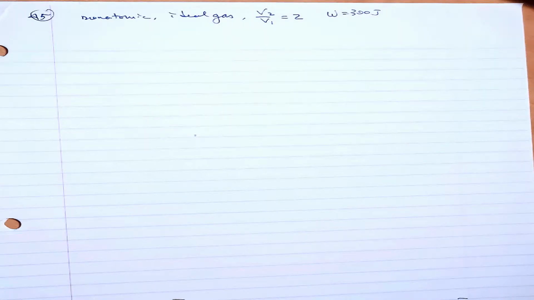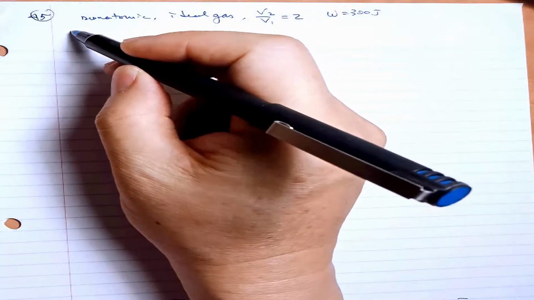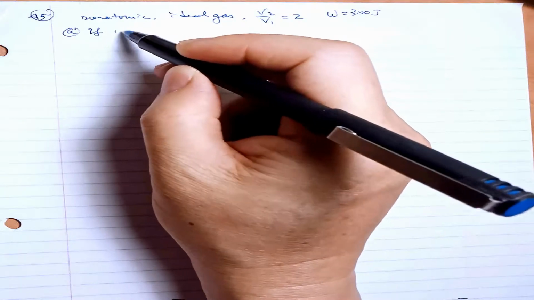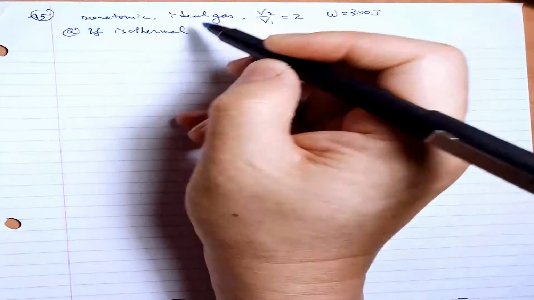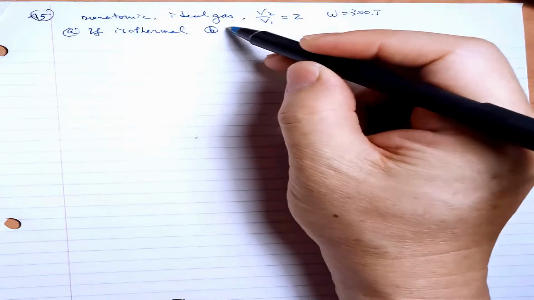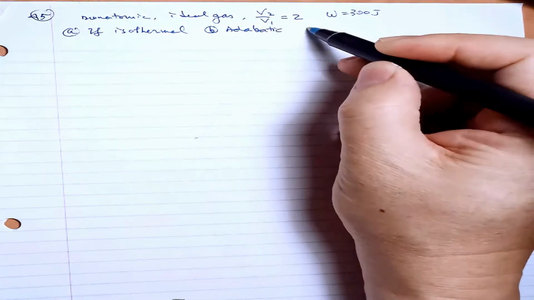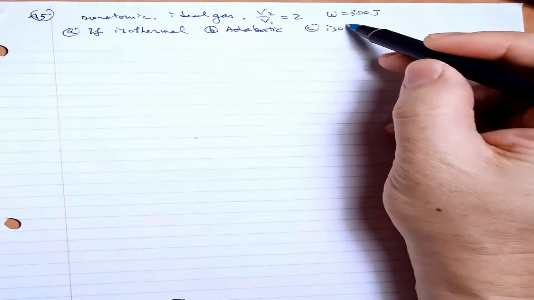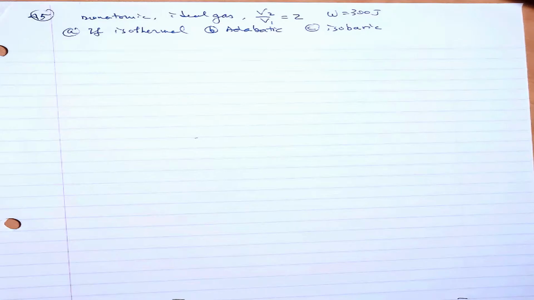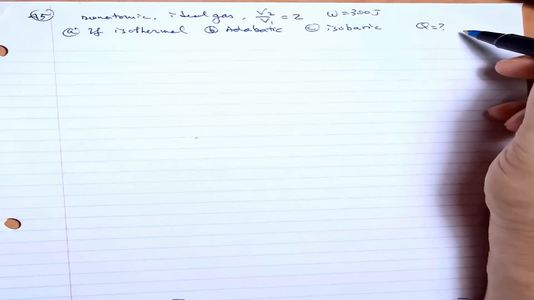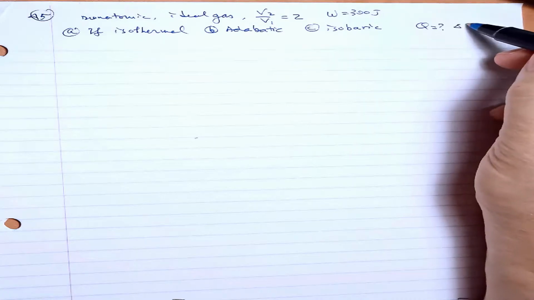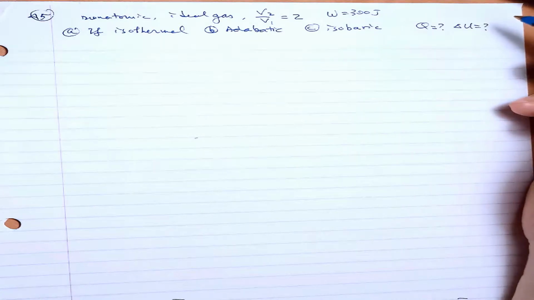Find the heat added to the gas and the change in internal energy of the gas if the process is A, isothermal; B, adiabatic; and C, isobaric. So they want you to figure out what the heat added is, Q equals what, and the change in internal energy, delta U, equals what.